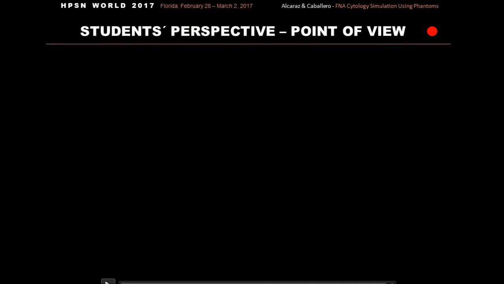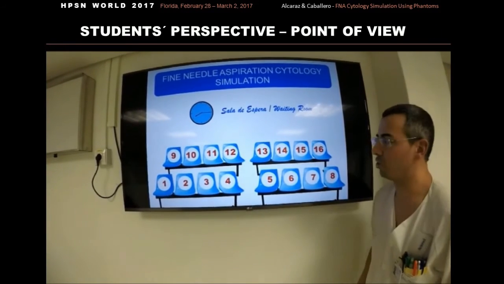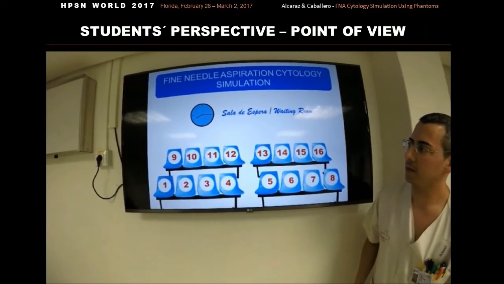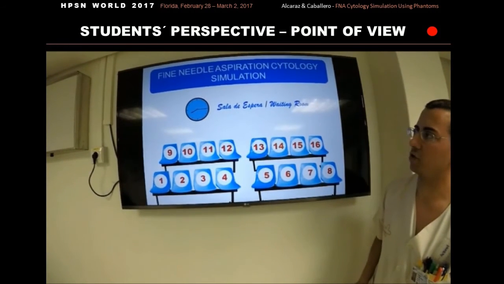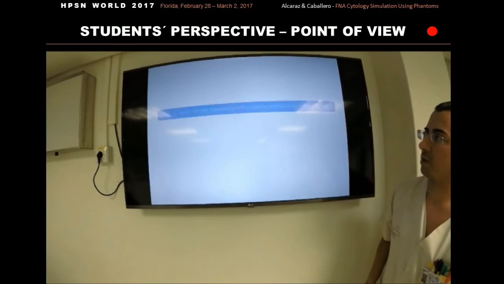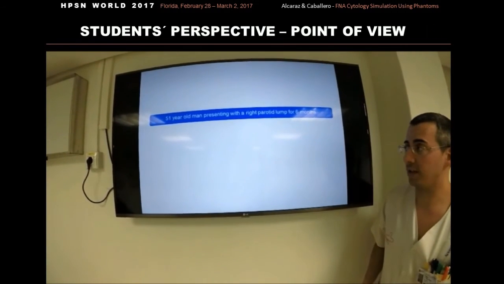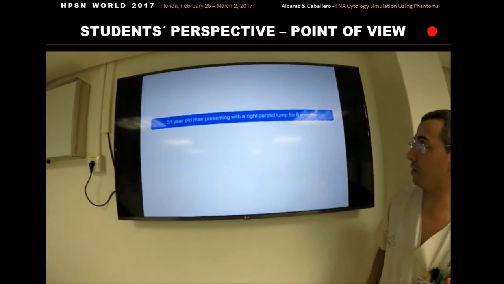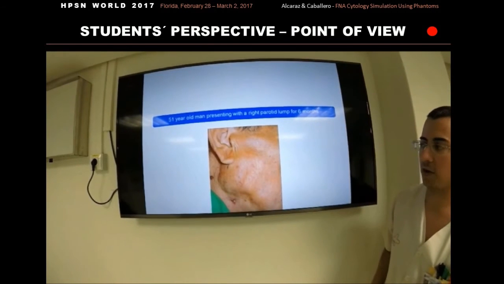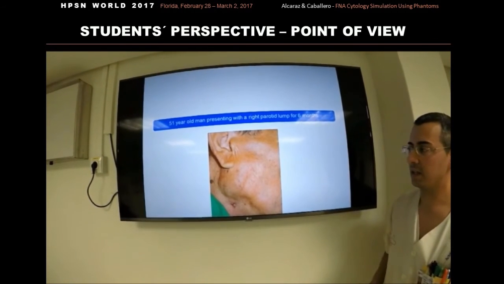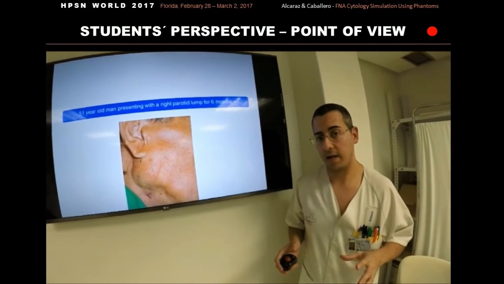So now, this is the student's point of view. Here we have the waiting room with different clinical scenarios. For example, we have a 51-year-old male presenting with a parotid tumor for 6 months. We can see in the clinical picture a lump in the right parotid area. We explain things about the anamnesis.